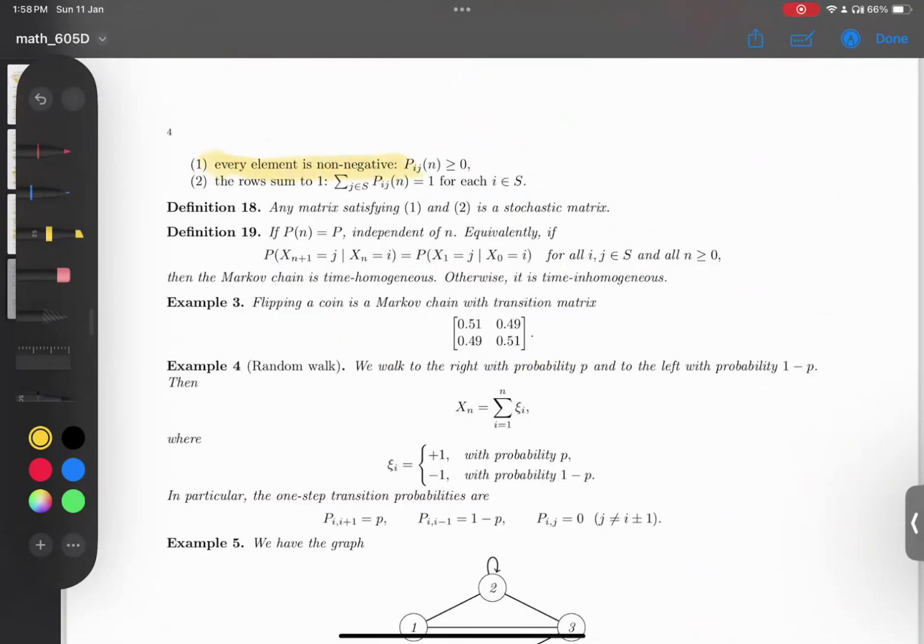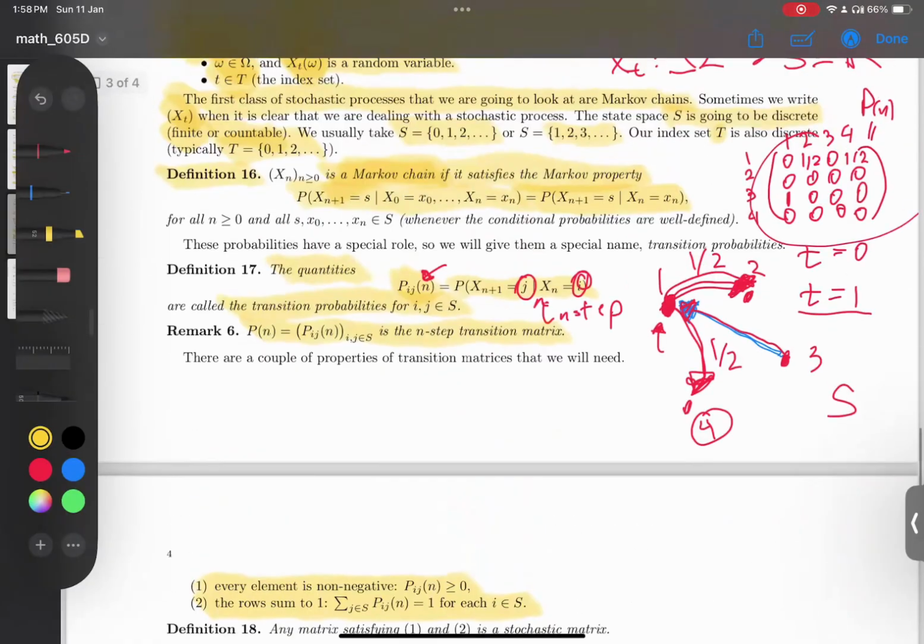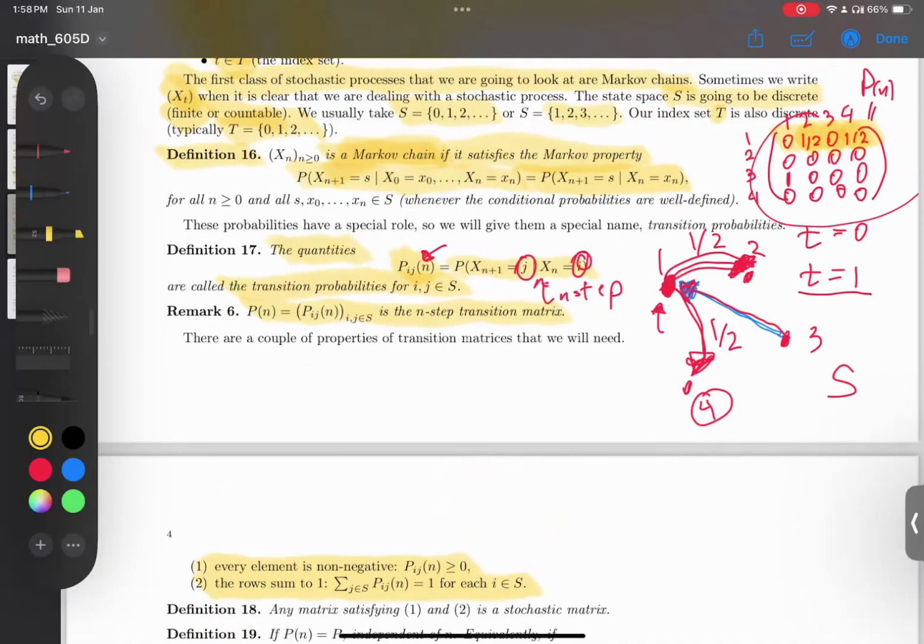A couple of things about this matrix. First, we require that all of the entries are non-negative, and the sum of each row is equal to 1. The reason is that you want them to be non-negative because they represent probabilities, and a probability is either 0 or a positive number. And the sum of each row needs to be equal to 1 because the total probability of changing your current state to some other state needs to sum to 1.